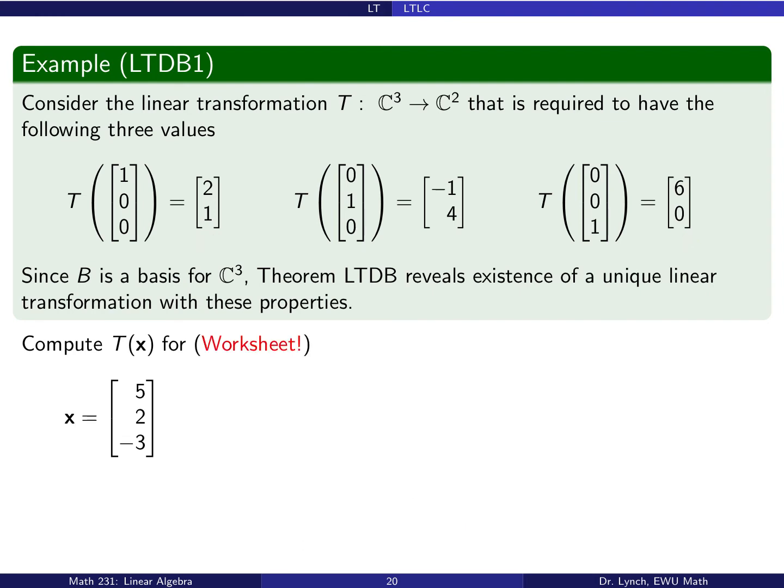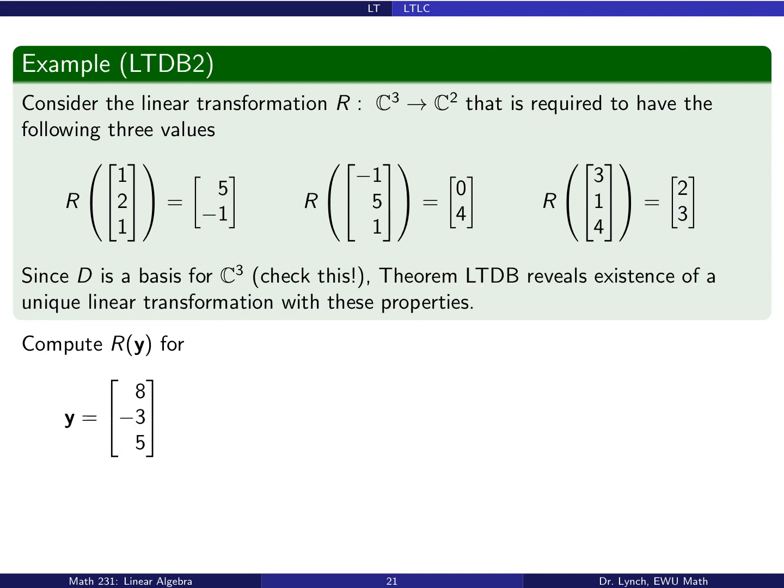I'll give you a chance to try this with the vector x, to compute T of x based on a linear combination here of x in terms of those standard unit vectors.